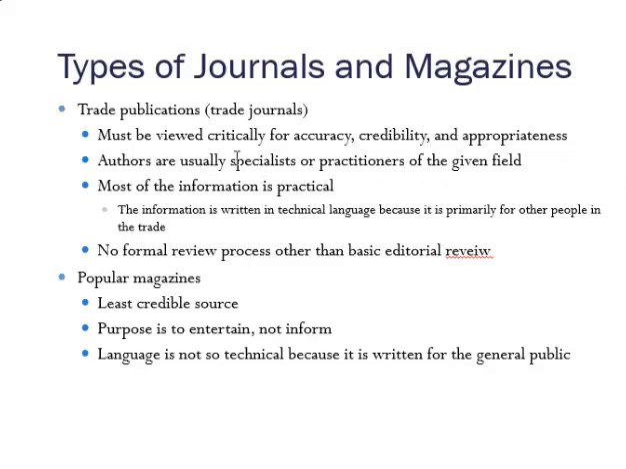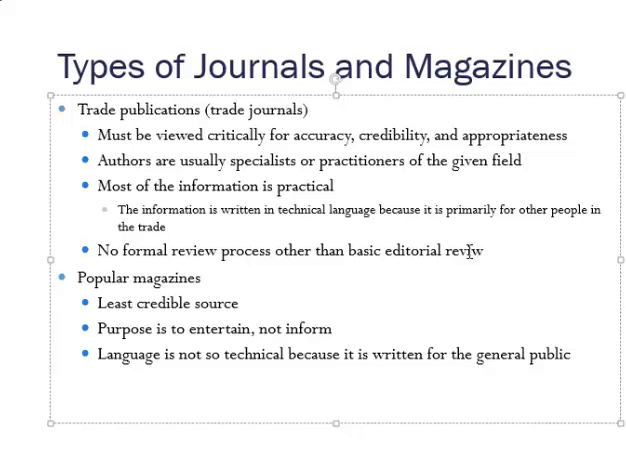Authors are usually specialists or practitioners in the field, and most of the information is practical, which means that it's primarily for other people in the trade, trying to help people do whatever best practice is relevant to that trade, whether it's medicine or law or whatever. Now, there's no peer review process in a trade journal or magazine, which makes it not as good as a scholarly journal for that purpose.